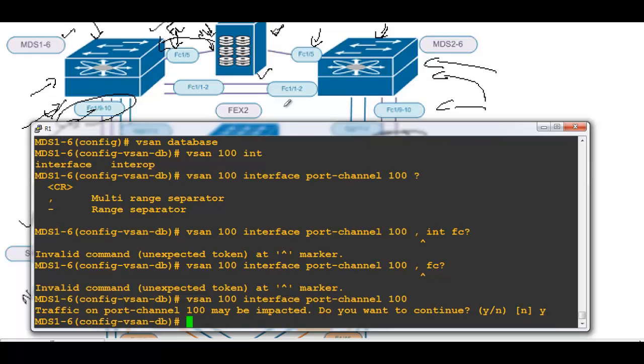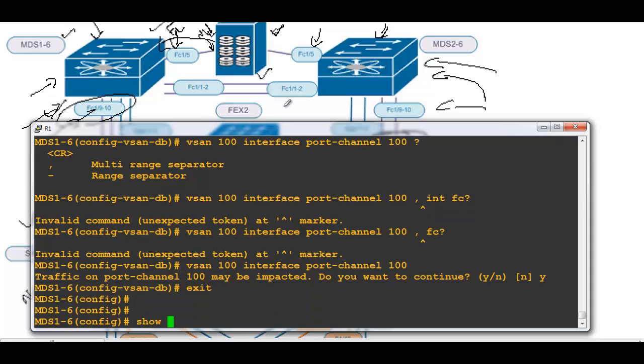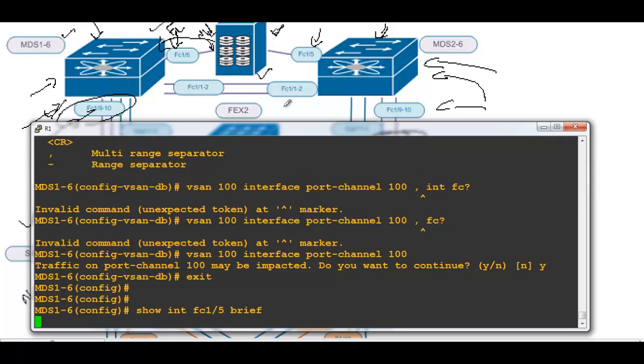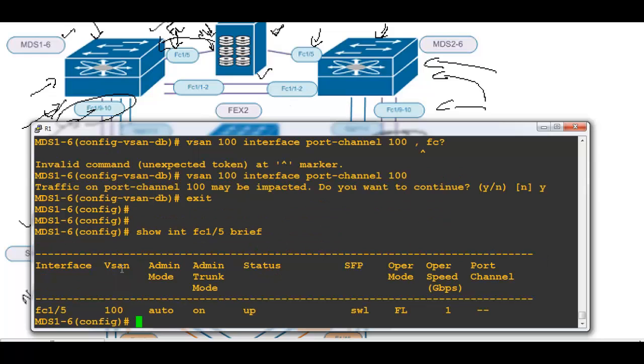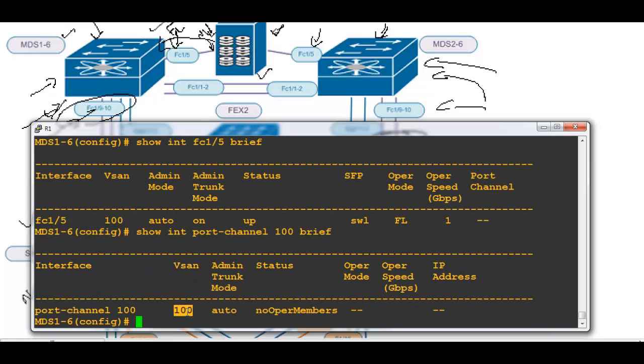Yes. See, when I do this, it will shut down the interface and bring it up. Let us quickly check the status of the interface. Show interface FC 1/5 brief. Previously we assigned this to 100. It is still in 100. No worries. And then we got the new interface now. That is port channel 100 brief. Super. That is also in VLAN 100.